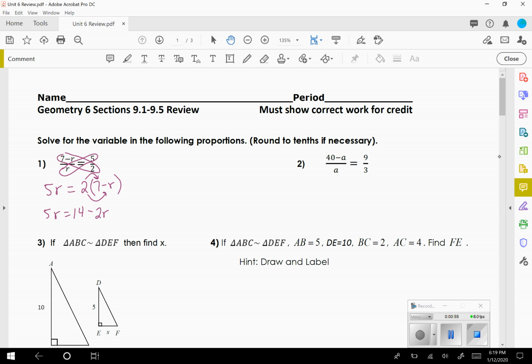Okay, we want to get all the r's together on one side, so I'm going to move this negative 2r over here to the 5r. So add 2r, because we have to do the opposite. So get 7r is equal to 14. Divide by 7, so r is 2.